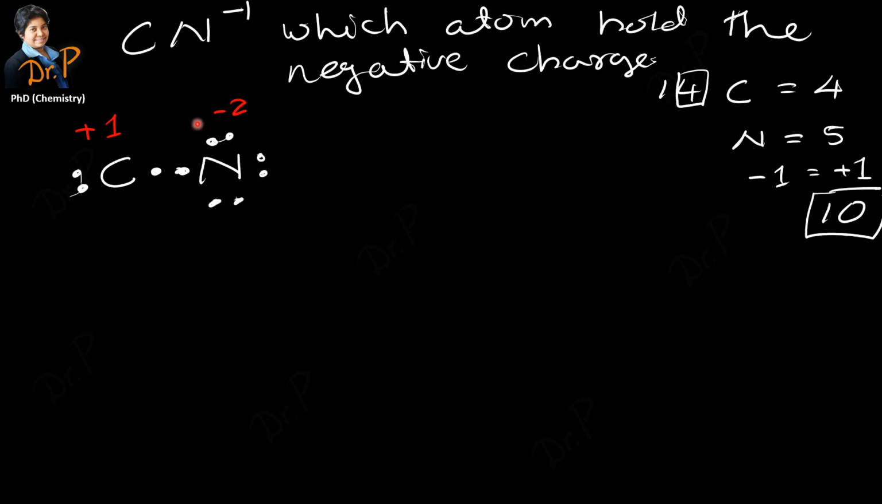So now we know this structure doesn't work right. So we'll move a pair of electrons. Now you have to know that you cannot just pick a random pair of electrons and move it. Think logically. If you try to move, this is the only left pair of electrons on carbon.